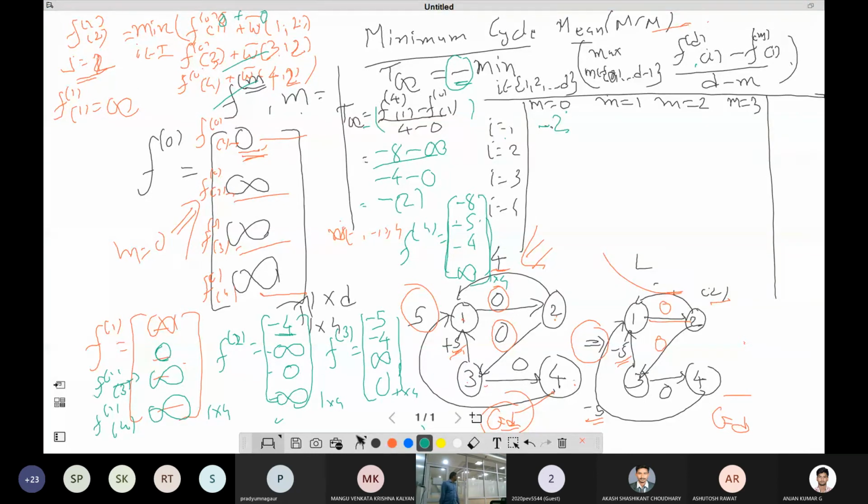Now just try to solve for a different value: I equal to 1, M equal to 1. With that, try to solve for the different value. I am just writing the final answer.